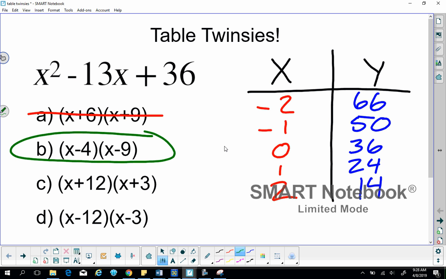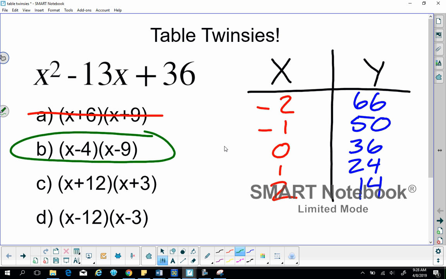This is a great tool for you to use on your test for multiple choice. Yes, we found the same answer by factoring. But sometimes in the middle of the test, especially during final exams, you've taken a lot of tests, and you're tired, and your brain hurts. This is a great solution if you have a brain fart or you forget something, or to check your work. Go ahead and find your table twinsies. Remember that also worked for our exponential unit too. We use the same thing looking for table twinsies. Does that make sense to everyone, what I mean by table twinsies?